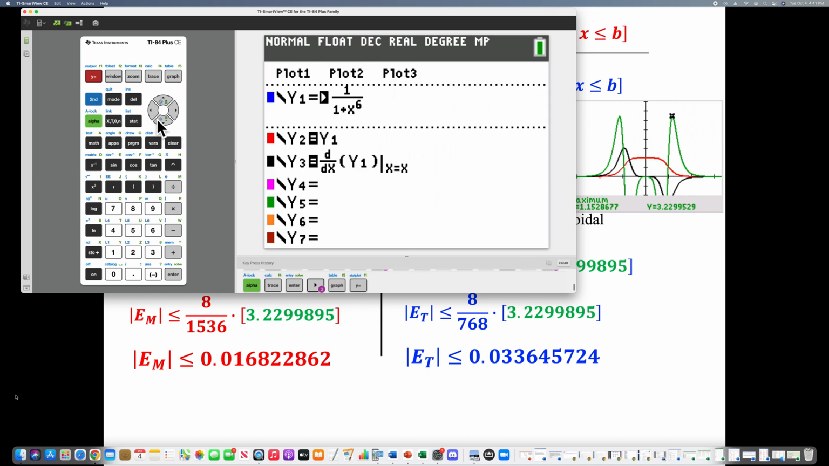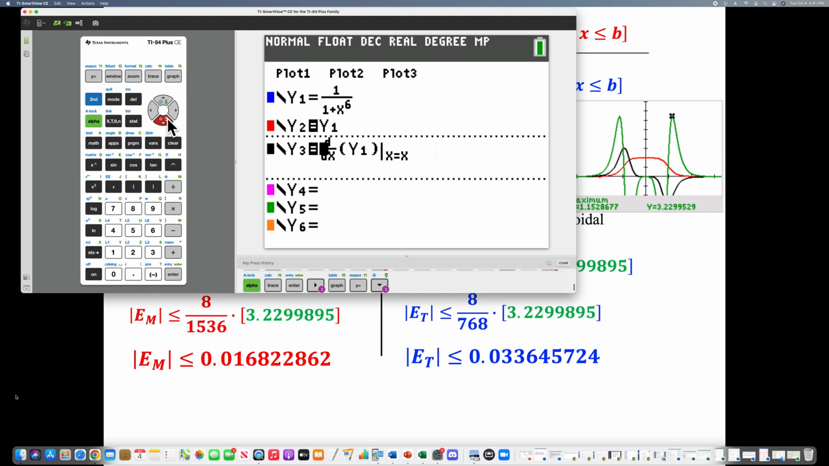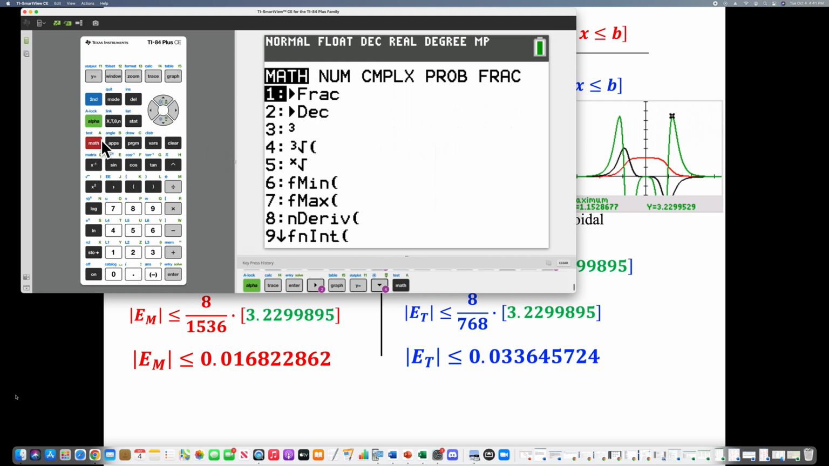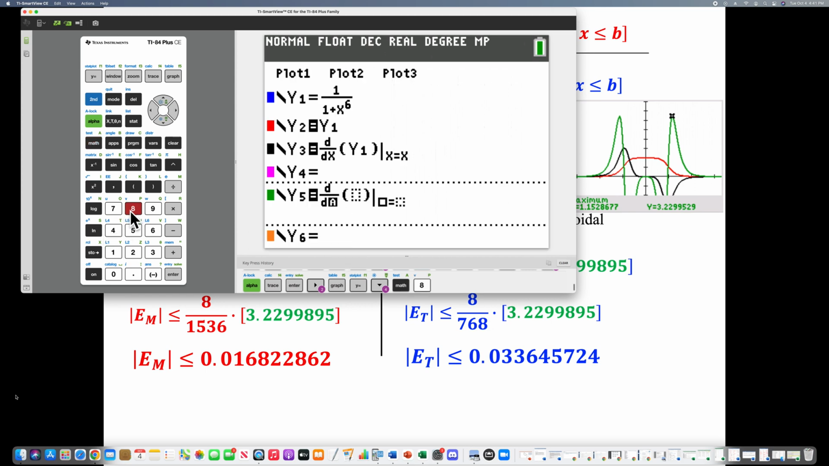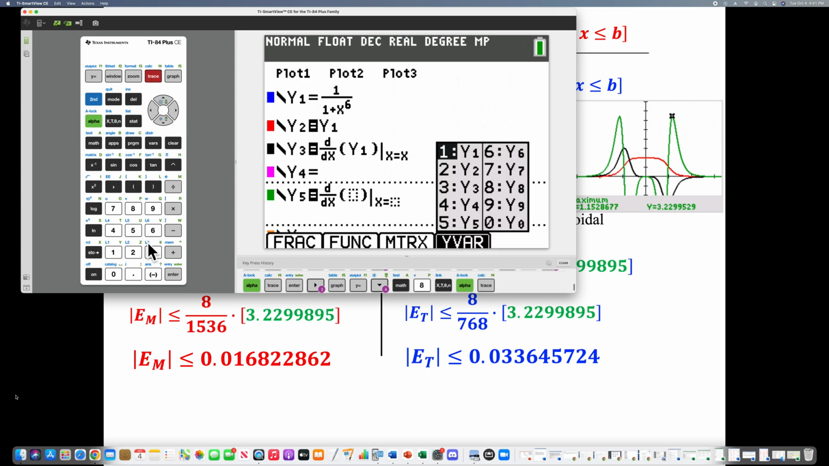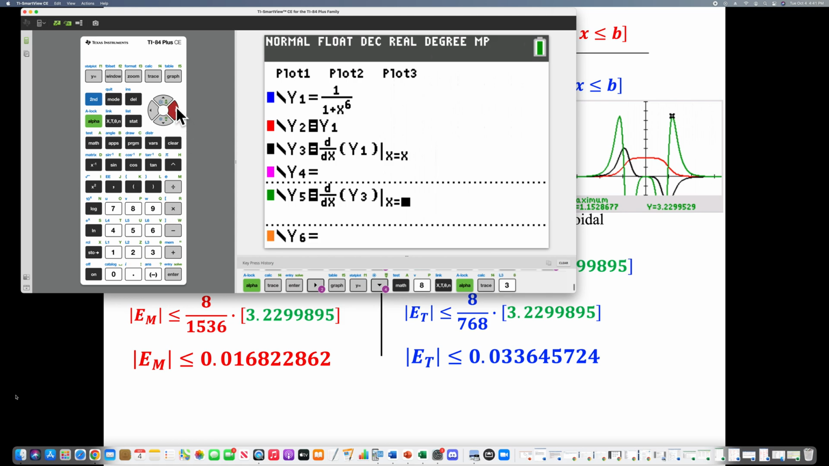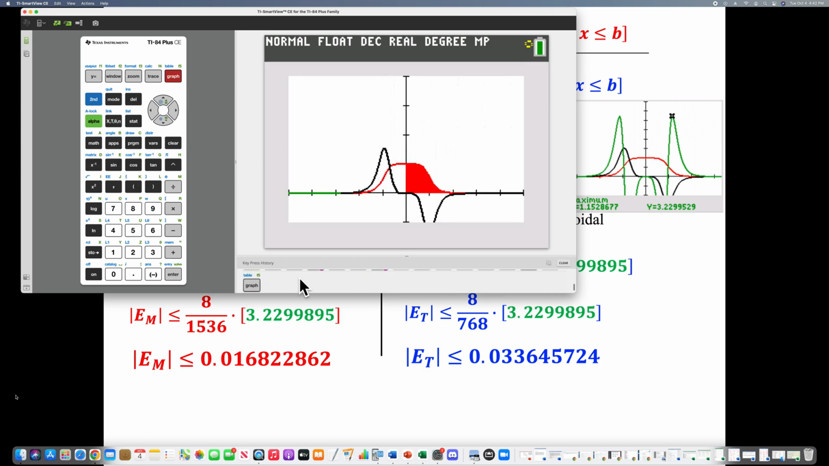If I go, let's see, we did the second derivative in green, so I'm going to go down here to y5. Again, hit math, number 8, graphing the derivative. Again, this is an x. Here, you're going to want to put in the first derivative graph, which was y3. So alpha trace y3. And again, we take the derivative with respect to x. And if I graph that, here comes that green graph.